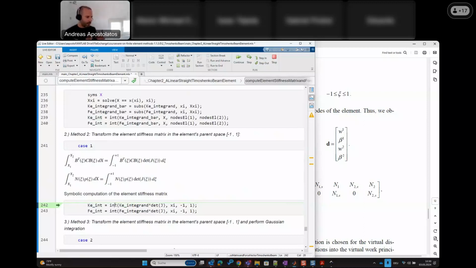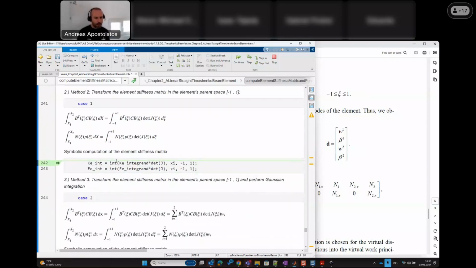And please, let's go back to the question from Gabriel. You see here what I'm doing. I'm actually integrating in the parametric space, psi, from -1 to 1, right? Because that's my parametric space. And now I take my integrand that I formulated before, and I multiply that with the determinant of the Jacobian here, right? And now I let MATLAB do the integration for me. So MATLAB does the integration for me.